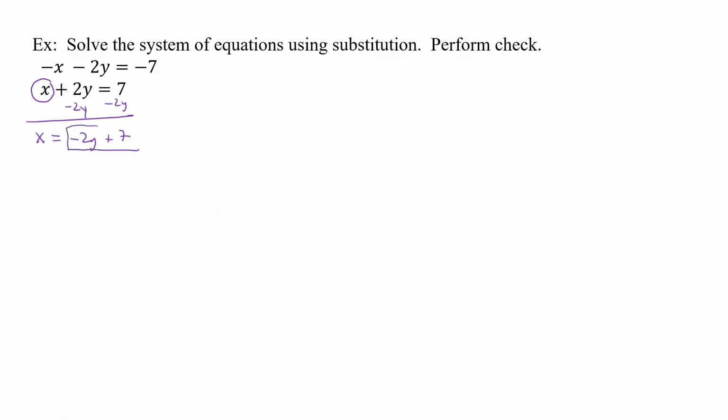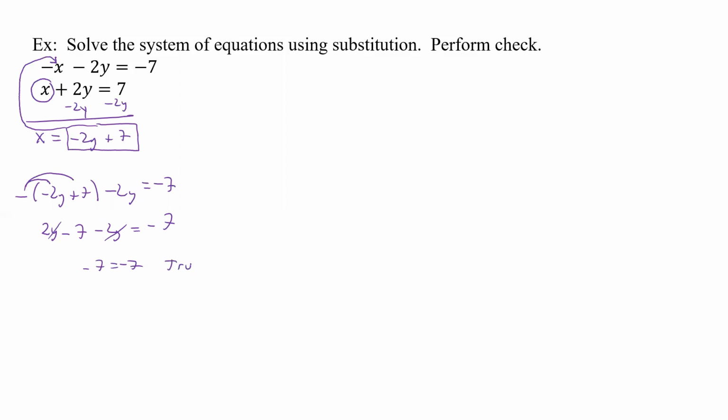Now I can plug this into the first equation for x, and I get negative 2y plus 7 minus 2y equals negative 7. So distributing the negative here, we get 2y minus 7 minus 2y equals minus 7. Huh. So noticing that cancels that, negative 7 equals negative 7. That's true. So that means we have infinitely many solutions, and we can say it's consistent and dependent.